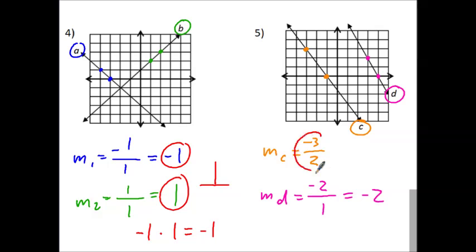Let's look at two slopes. Well, they're both negative, but they're not the same. So they're neither parallel nor perpendicular.